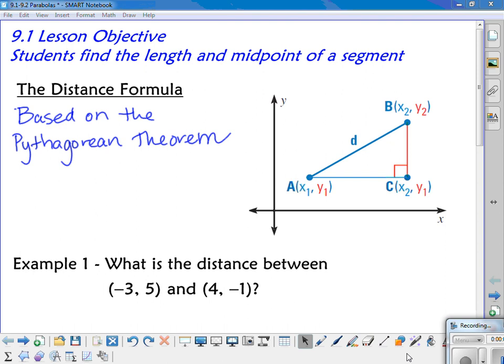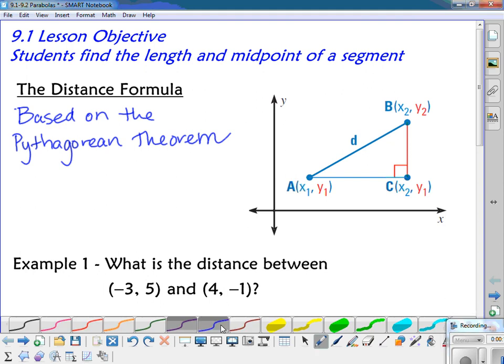Okay, so today the first thing we're going to be doing is reviewing the distance formula and finding the midpoint of a segment. That goes back to geometry. The distance formula is based on the Pythagorean theorem, which is a squared plus b squared equals c squared, right?